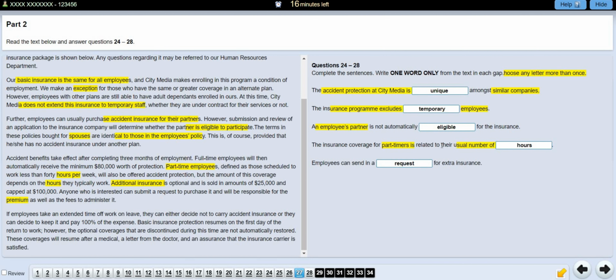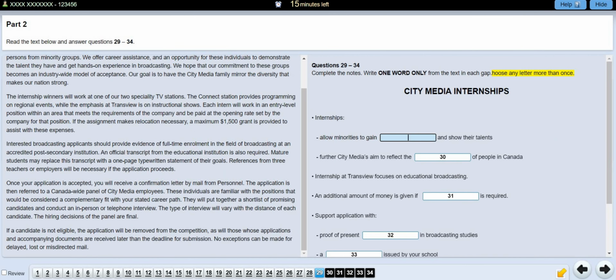The insurance coverage for the part-time is related to the usual number of hours, and depends upon the hours they work. The amount of the coverage depends on the usual number of hours. Okay, done. Next, 29. We go on to the last question.